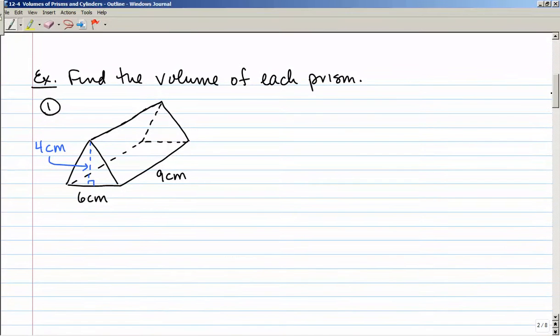Let's take a look at a couple examples here. Let's find the volume of each prism. Here we have a triangular prism, and notice that again the base is not on the bottom. The bases are the parallel congruent faces. So the base is actually a triangle. It's a triangle that looks like this.